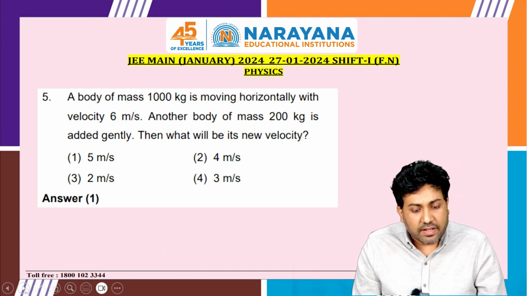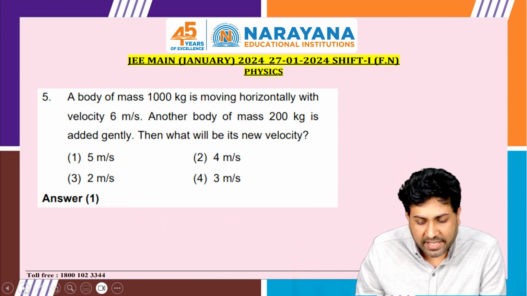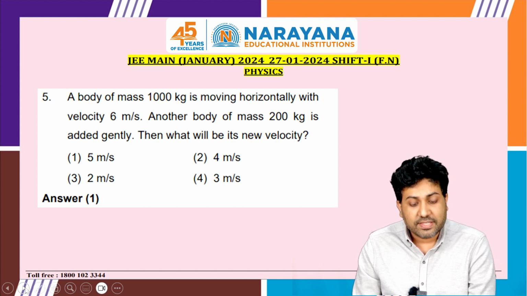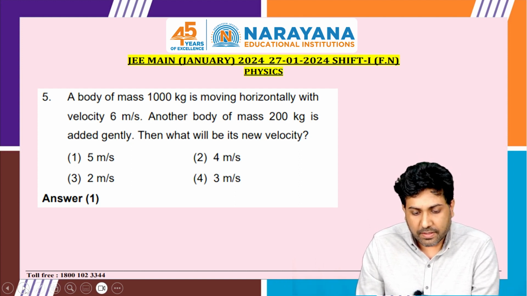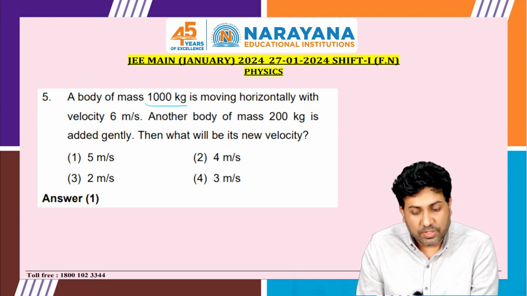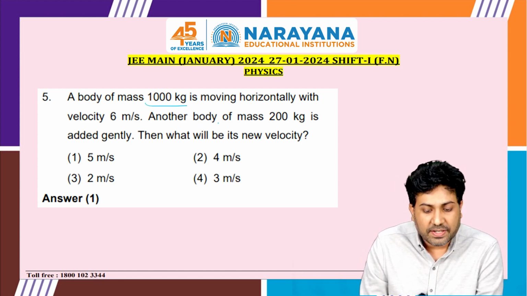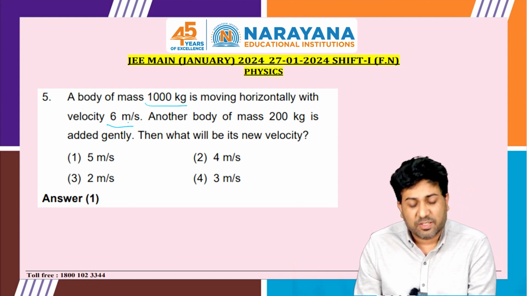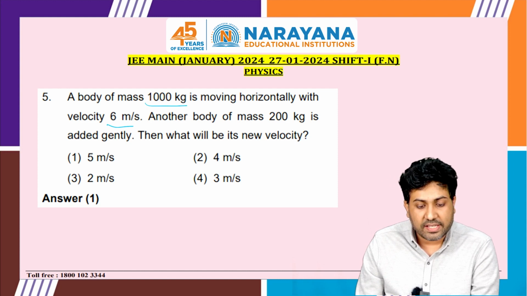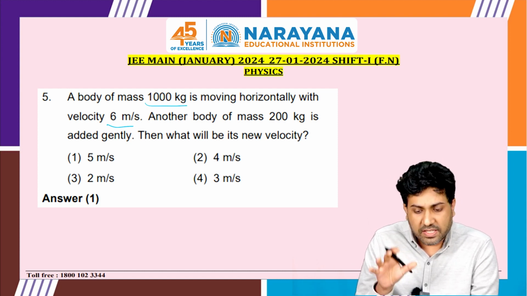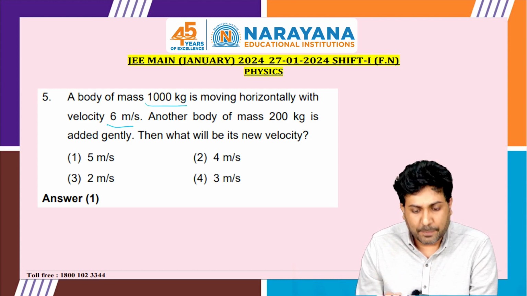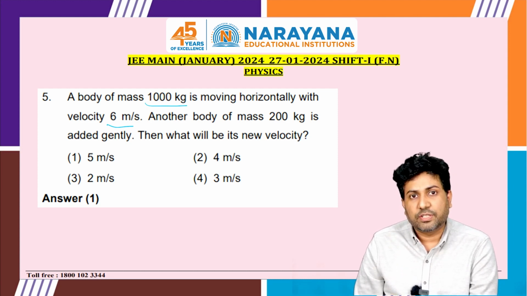What is given here? A body of mass 1000 kg is moving horizontally with a velocity of 6 meter per second. So the body has a mass of 1000 kg, and it is moving horizontally at 6 meter per second. Another body of mass 200 kg is added gently. That means this 200 kg mass initially had no velocity. Then what will be the new velocity?